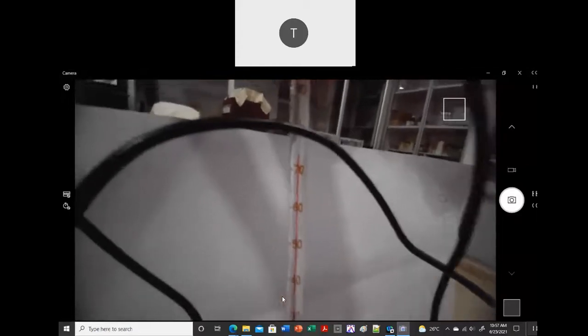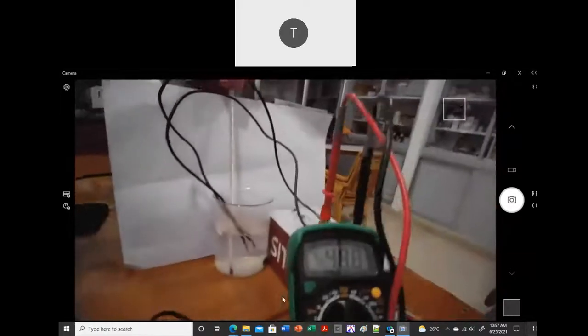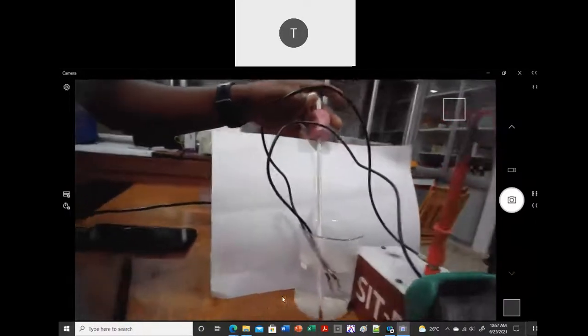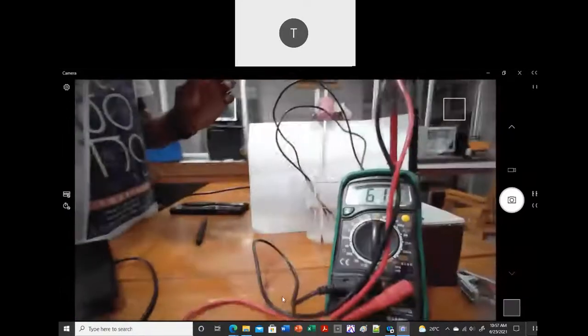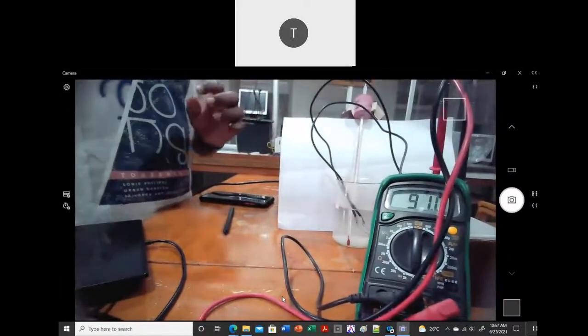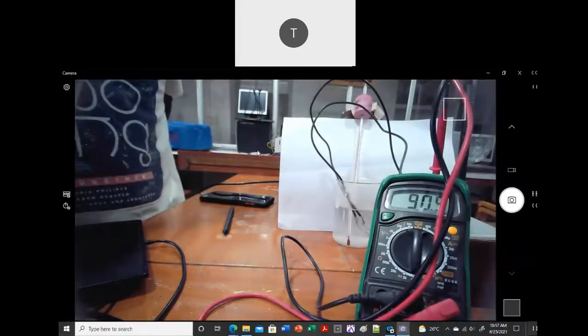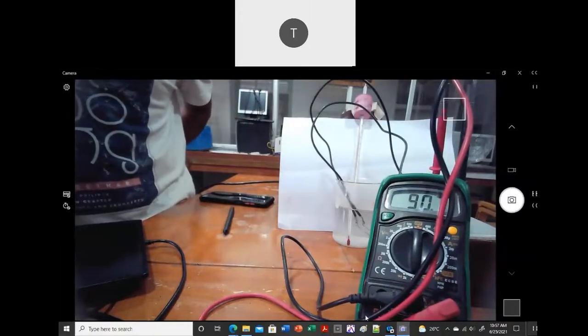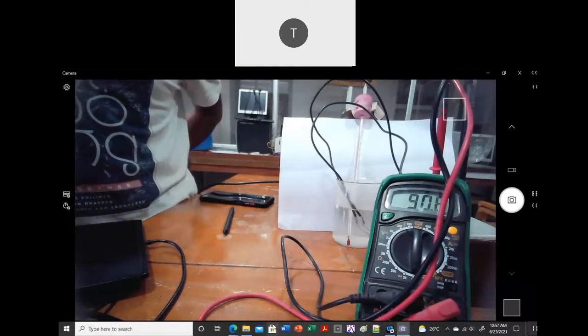What you're supposed to do in the experiment is, at every 5 degrees, so right now it is at 75 degrees C, you should note down the reading on your multimeter. That is the only experiment that you need to do. I will send you the readings. There's nothing more than that.